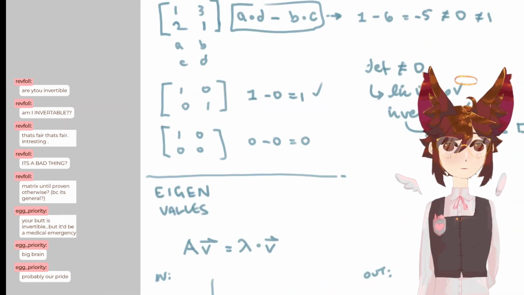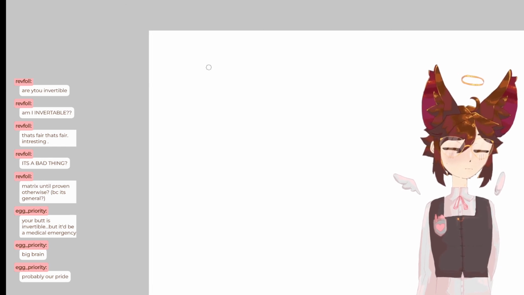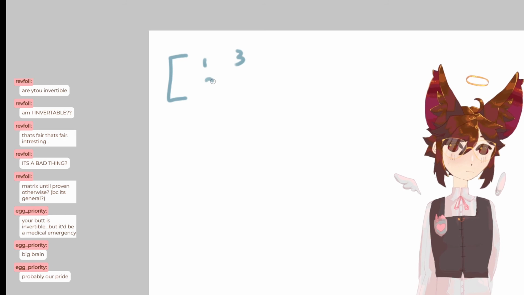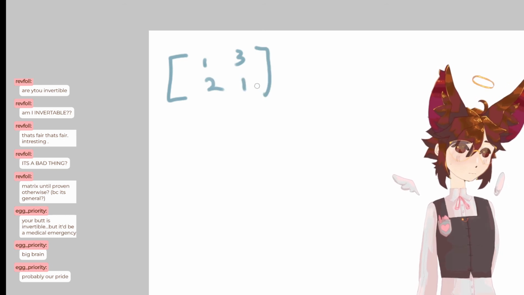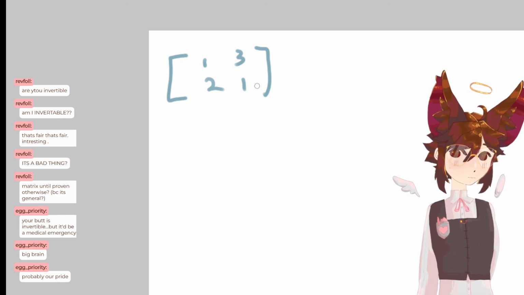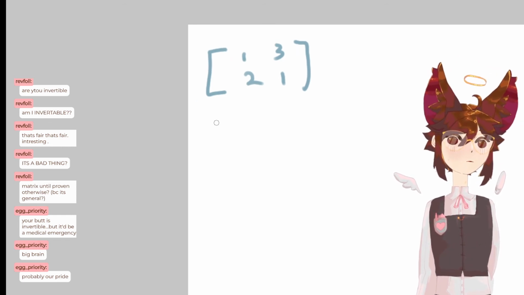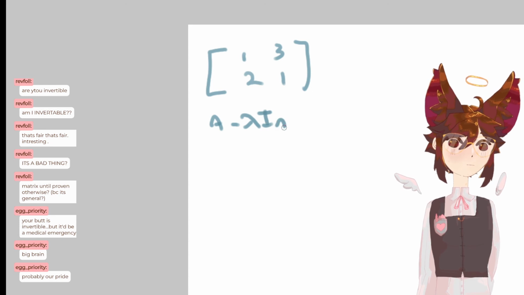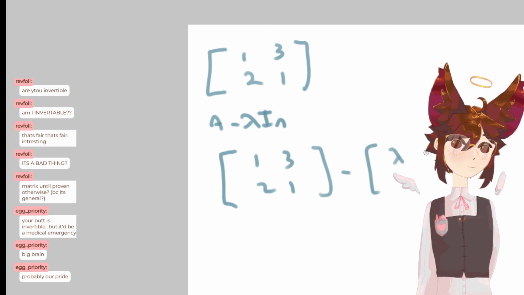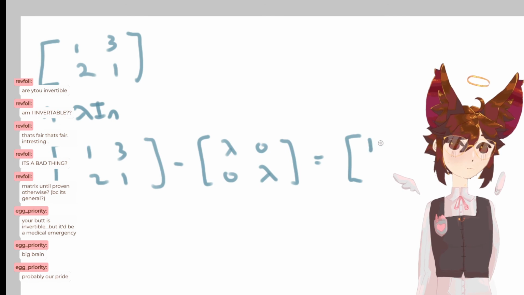Okay, let's do some eigenvalues for one of these. Let's do this one up here: 1, 3, 2, 1. This might not work out very well. So we're trying to solve for lambda. We are literally just going to put a lambda in there. I don't know if I made that clear. So we're going to do A minus lambda I. That's going to look like 1, 3, 2, 1 minus lambda, 0, 0, lambda. If we do this out, 1 minus lambda, 3, 2, 1 minus lambda.